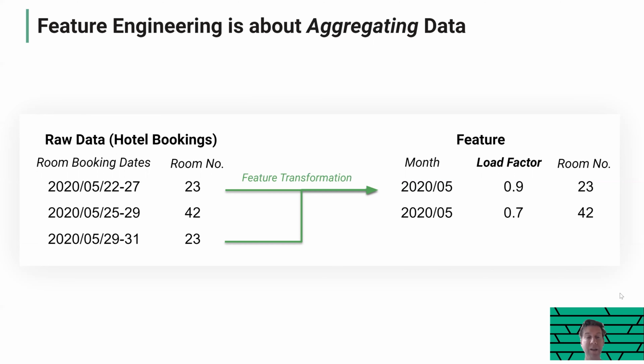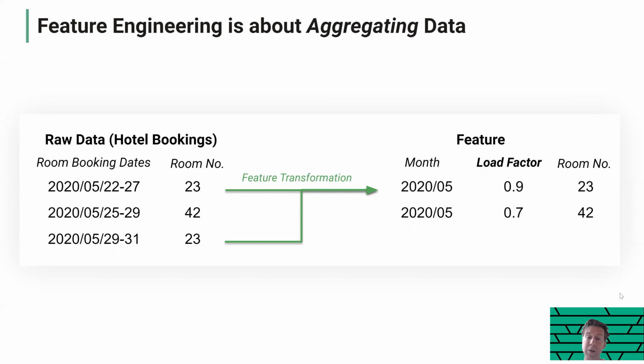Now, that information, while useful, is not as useful as a feature called load factor that we can see on the right-hand side. Load factor contains a more condensed set of information about the level of load, or the relative number of bookings to empty rooms, in a given room in a given period of time. The period of time here is the month. We have a load factor for the month of May 2005, and the load factor is 90%.